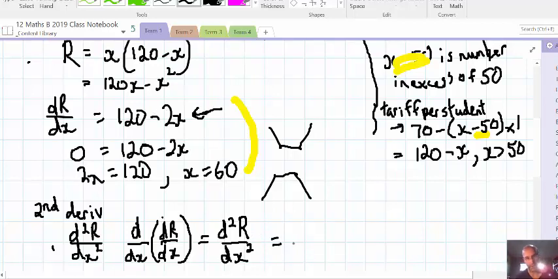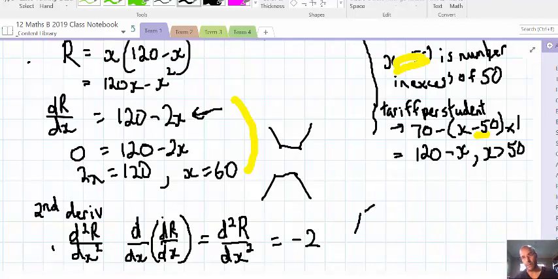So we take the derivative of 120 minus 2x, and that would be negative 2. Now that means that we can determine whether it's a max or a min. If it's negative, that means that the rate of change of the gradient is reducing.